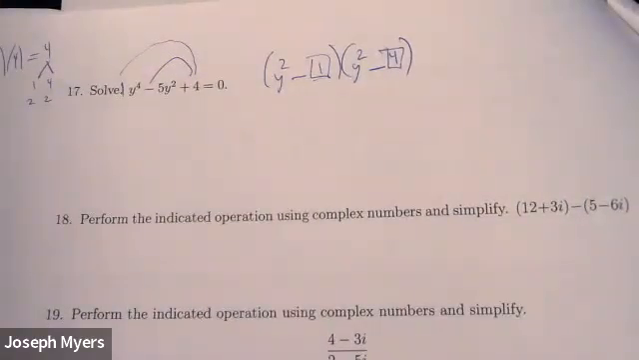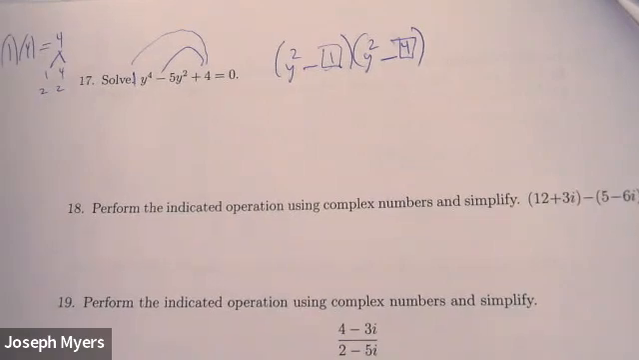So let me double check. Negative 1 and negative 4 adds up to negative 5. And negative 1 times negative 4 multiplies to make positive 4. So you can always check back to make sure it multiplies out to make the original equation, which it does.